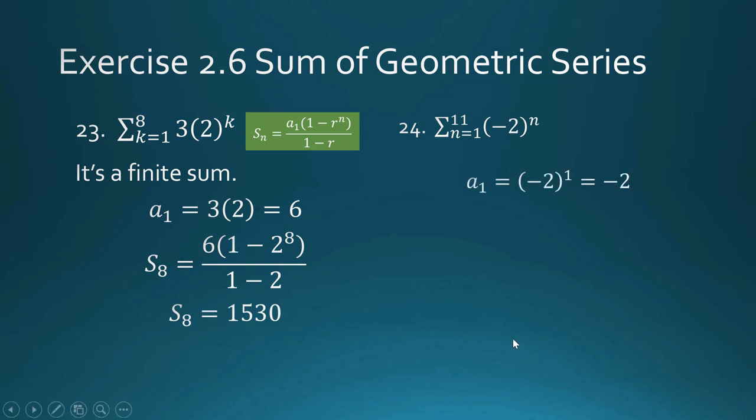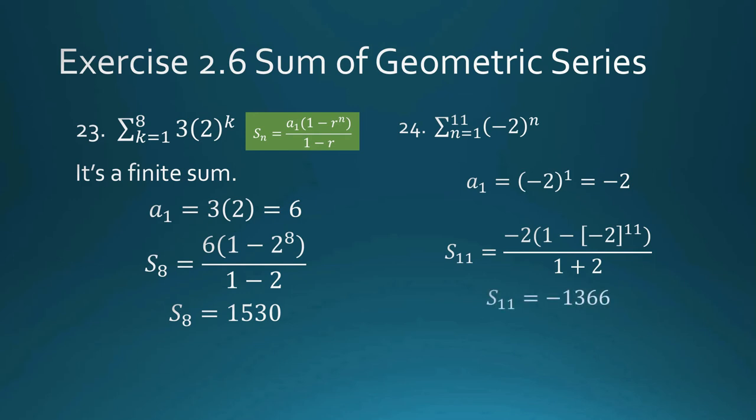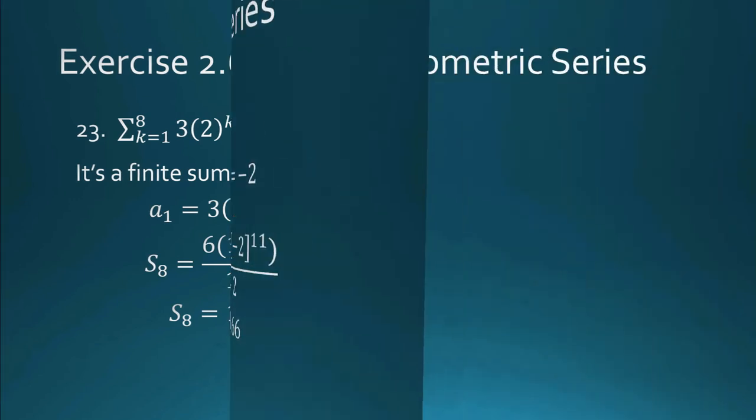Again, get the first term. You substitute 1 to n. That is the first term. And so that's going to be -2. So applying your formula, the sum of the first 11 terms of the sequence is equal to -1366.